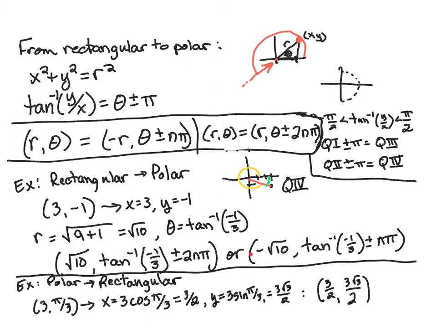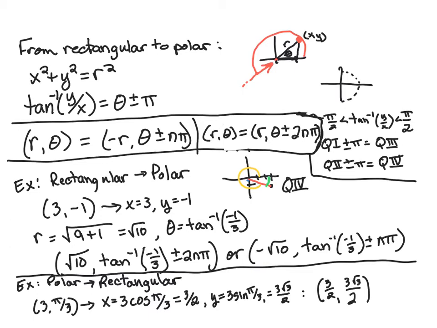If you choose to do negative r, and this is not your first choice, your first choice is positive r and between 0 and 2 pi for your angle. But if I was to go backwards, let's take this radial line here. I would rotate around to there and go backwards root 10 and end up at that same point. All right?